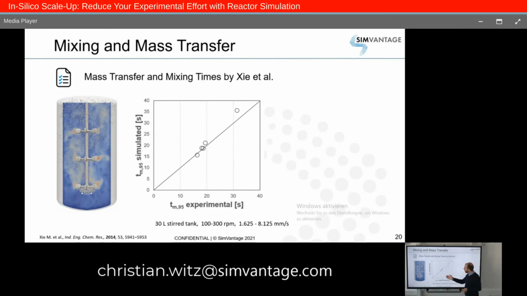And you see here that ideally all points would be on the 45-degree line, but they are in very good agreement and pretty close to this ideal 45-degree line.